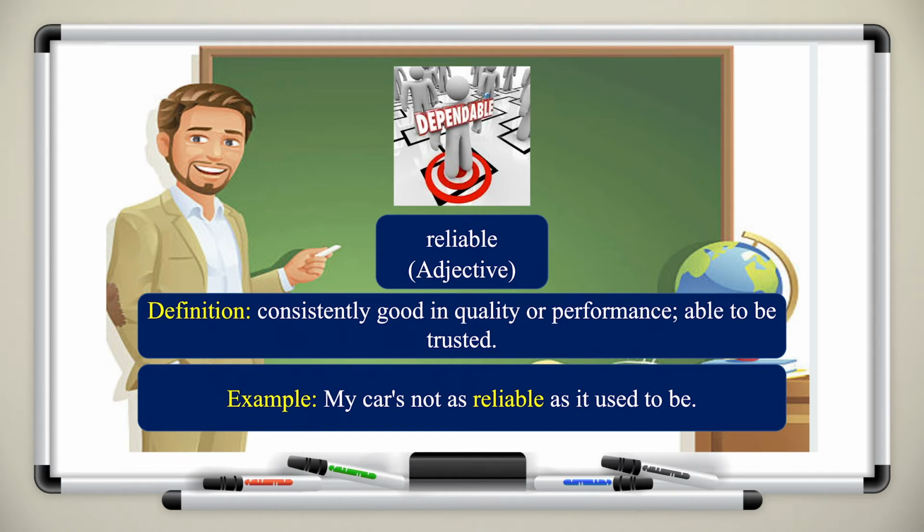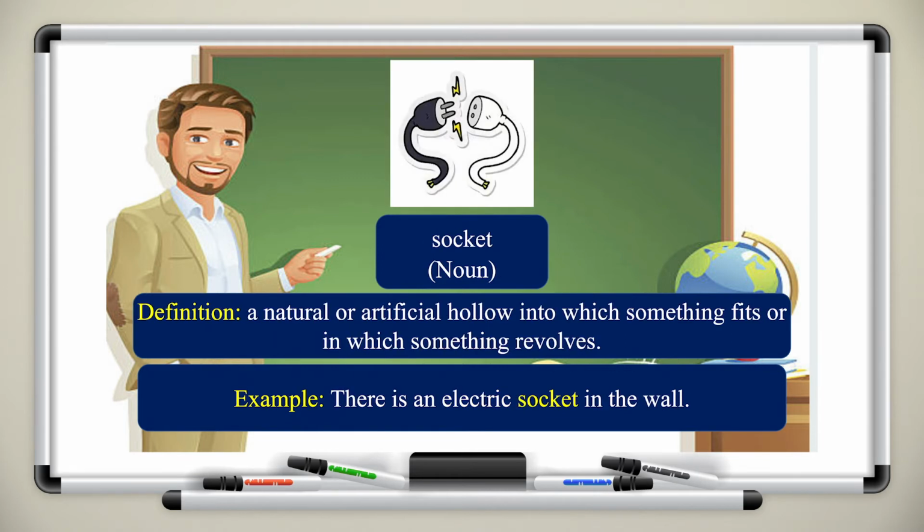The final word, of course, is socket. It's a noun. It means a natural or artificial hollow into which something fits or in which something revolves. For example, there is an electric socket in the wall.